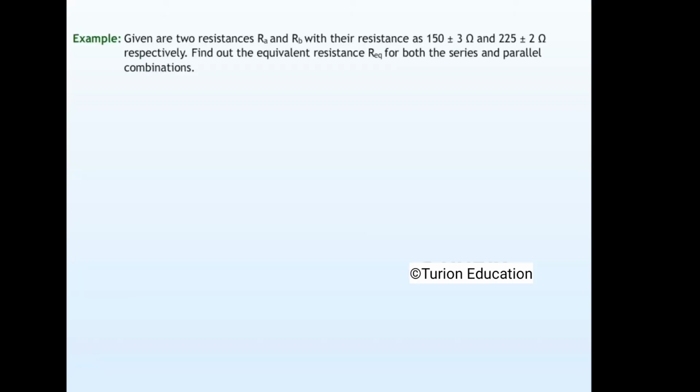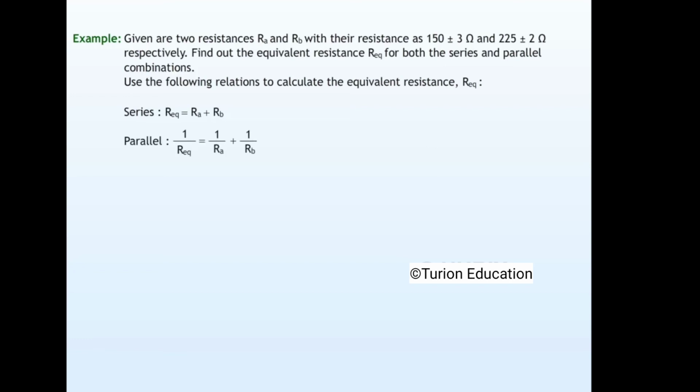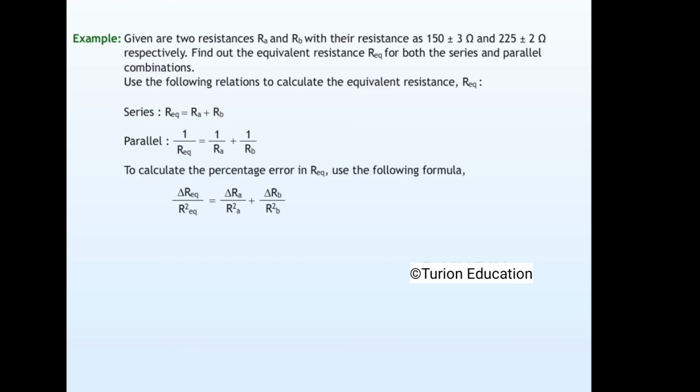Example 2.10. Given are two resistances RA and RB with their resistances 150 plus or minus 3 ohms and 225 plus or minus 2 ohms respectively. Find out the equivalent resistance Req for both the series and parallel combinations. Use the following relations to calculate the equivalent resistance Req. Series: Req equals Ra plus Rb. Parallel: 1 by Req equals 1 by Ra plus 1 by Rb. To calculate the percentage error in Req, use the following formula. Delta Req by R square eq equals delta Ra by R square A plus delta Rb by R square B.